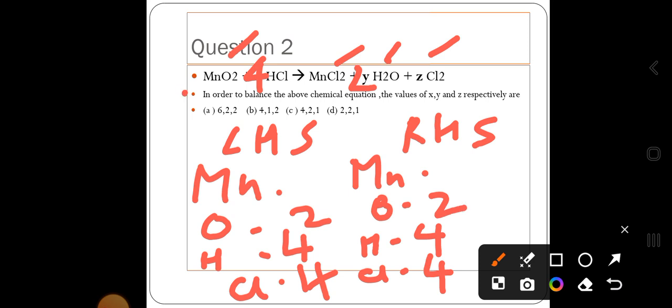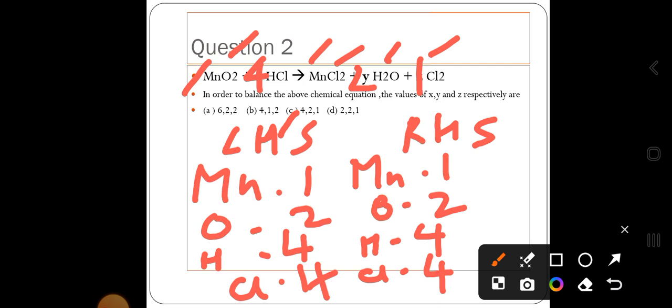So the last one we have is manganese. Let's look at manganese. Mn on left, Mn on right. And then we have Z. So that's going to be 1. So now how much is the X value? X value is 4, Y value is 2, and Z value is 1. So 4, 2, 1. So the correct option is going to be C. 4, 2, 1 is the correct option.